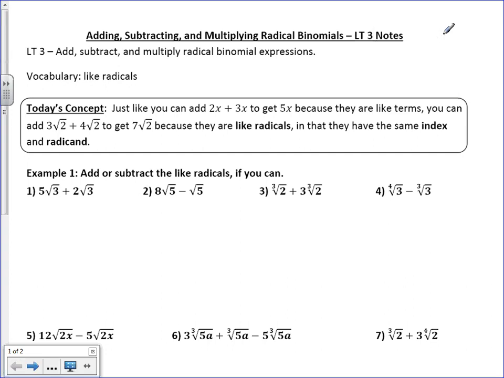All right, this is Learning Target 3 Notes, Take 2, because the first one was not closer to 7 minutes, as I told those later in class I would try. So let's see if we can do that.